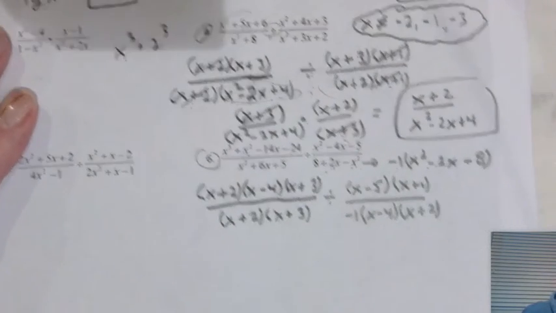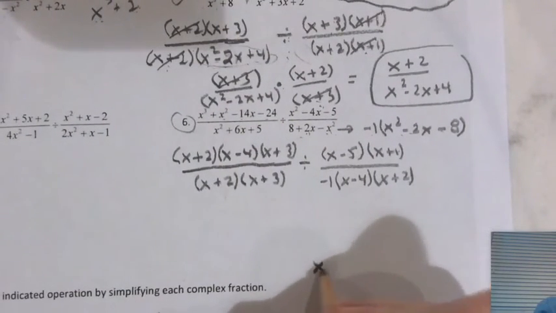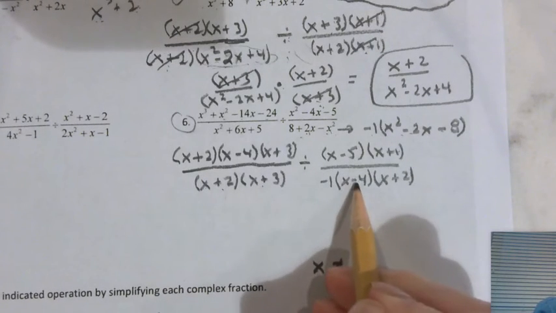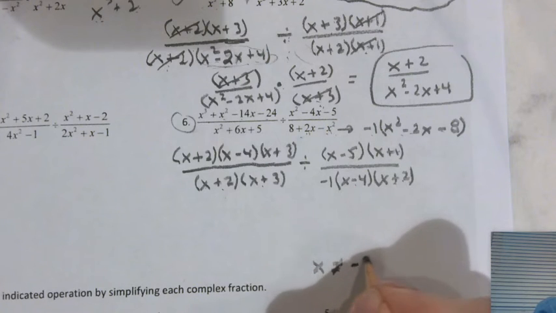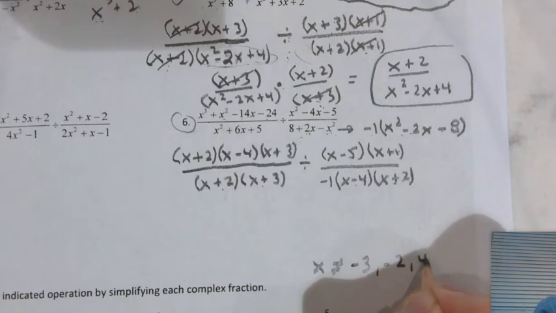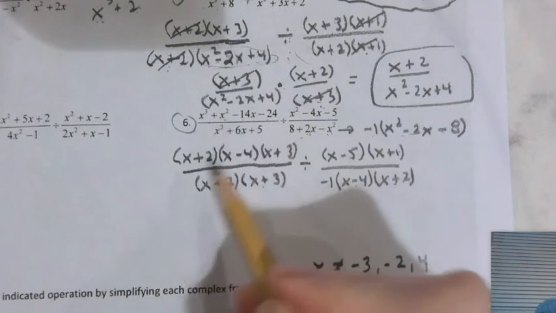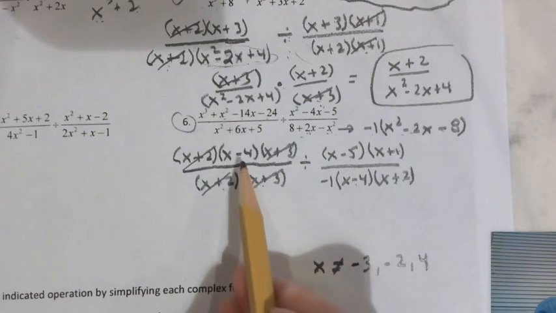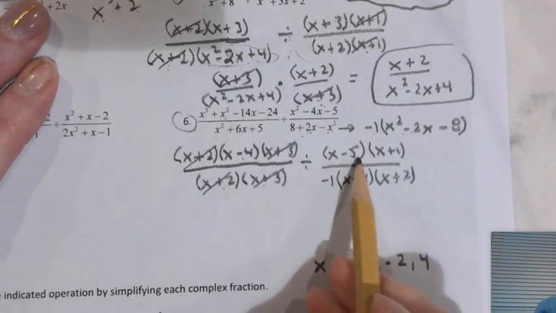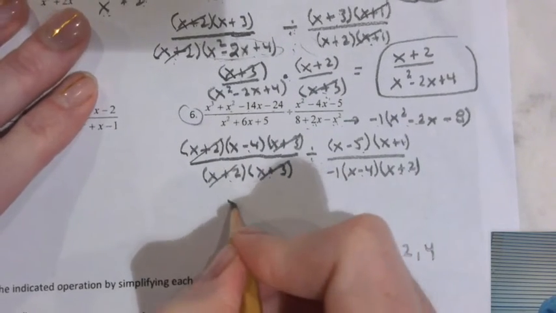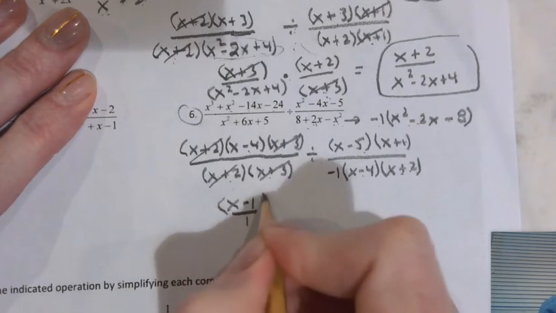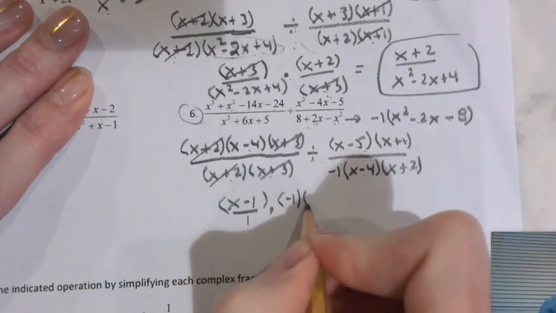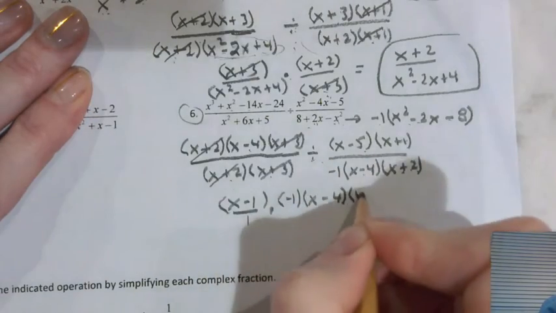Okay, let's state our restrictions. So x cannot equal negative 2, negative 3, positive 4, and negative 2 again. So negative 3, negative 2, positive 4. Now we can start canceling. x plus 2's, x plus 3's. Okay, so now we've got x minus 4, and instead of dividing by this, we're going to multiply by the reciprocal. So we've got x minus 4 over 1. Turn that division into multiply, and then we have to flip this fraction. So we're going to get a negative 1, x minus 4, x plus 2.